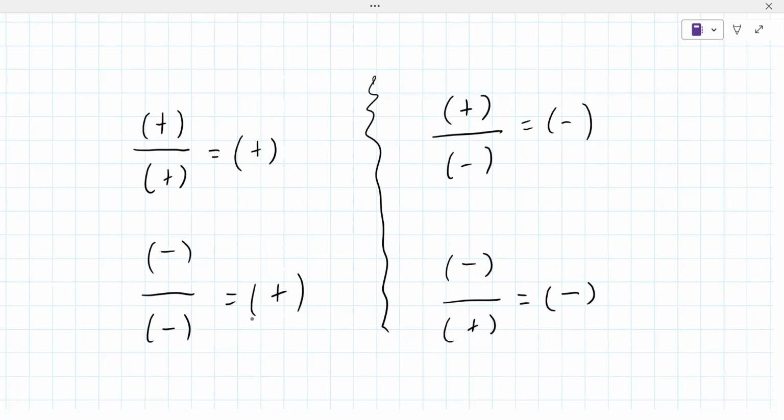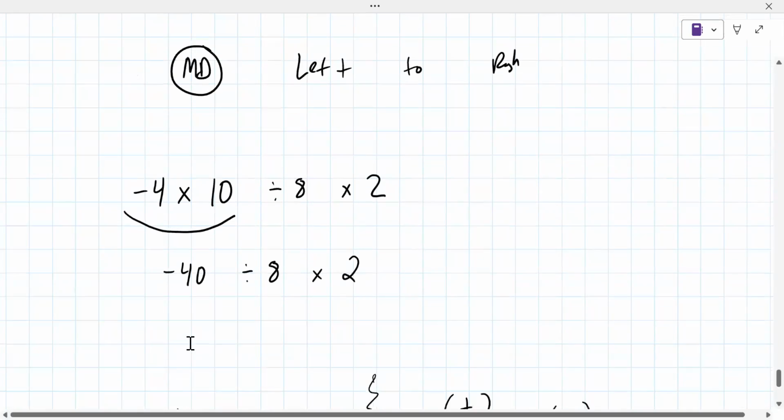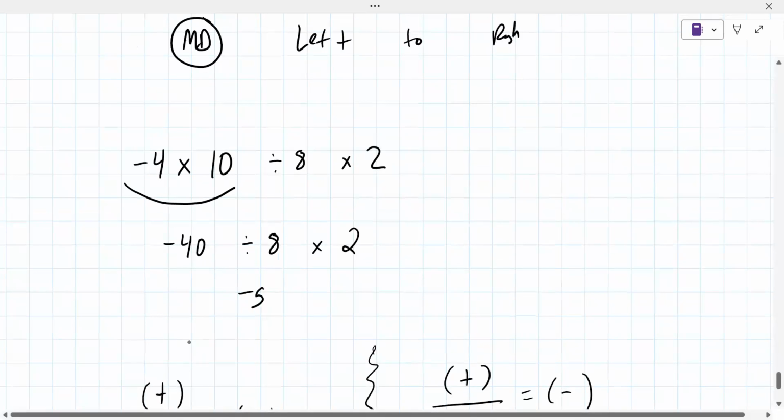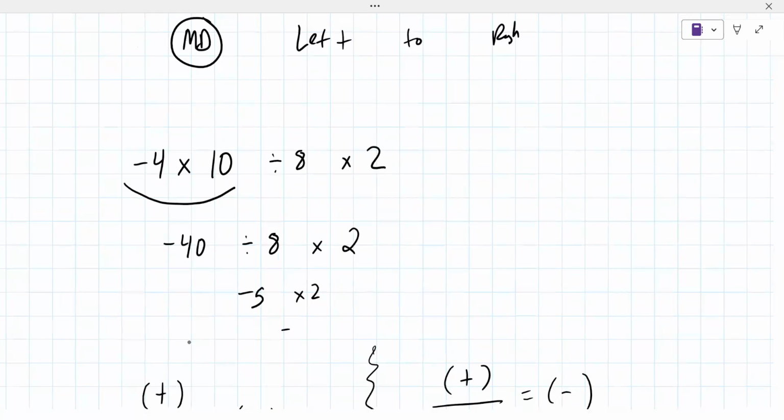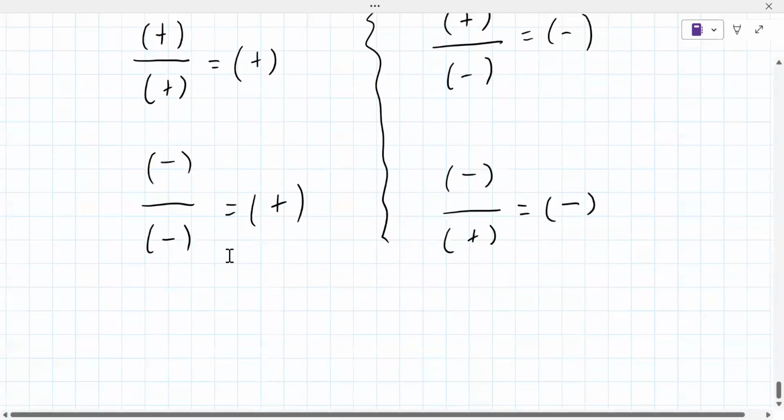So this is -5. -40 divided by 8 is -5 times 2. Again, that'd be negative 5 times 2, negative 10. -10. Okay. Let's try another one here.